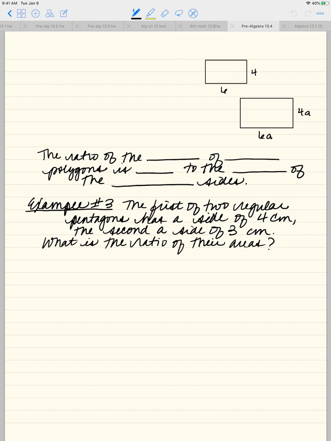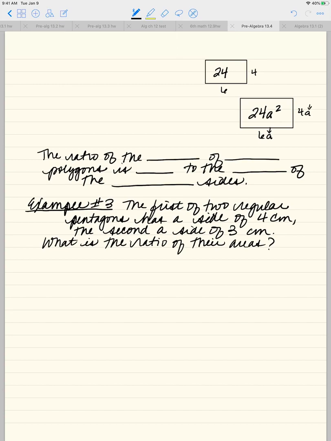Now, let's talk about areas, okay? We just showed that the perimeters of similar polygons have the same scale factor as corresponding sides. What about area? Okay, so here we have 2 rectangles. The area of our smaller rectangle, base times height, would be 24. And the area of our larger rectangle would be 4a times 6a, which would be 24a squared. We're just kind of adding on this a unit here, okay? So we know 24 and 24a squared.